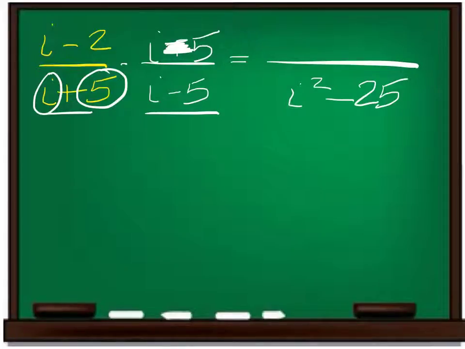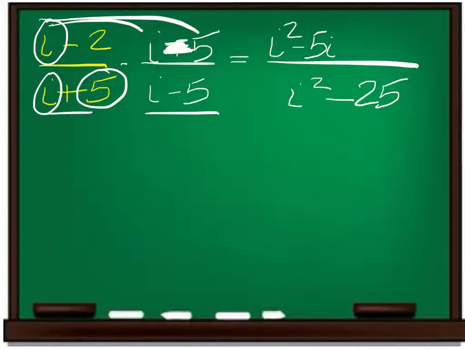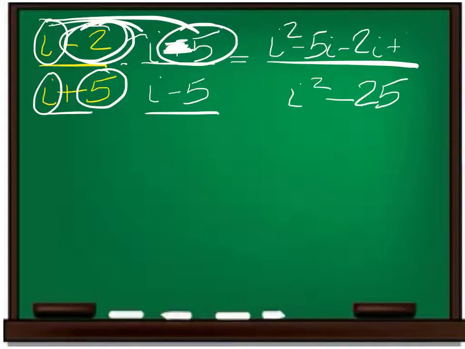On the top, you have to start with the i on the left and multiply it by i and by minus 5. So you get i squared minus 5i. And then move to the minus 2. Minus 2 times i is minus 2i. And minus 2 times minus 5 is plus 10. If you make it to that part, you're pretty much home free.